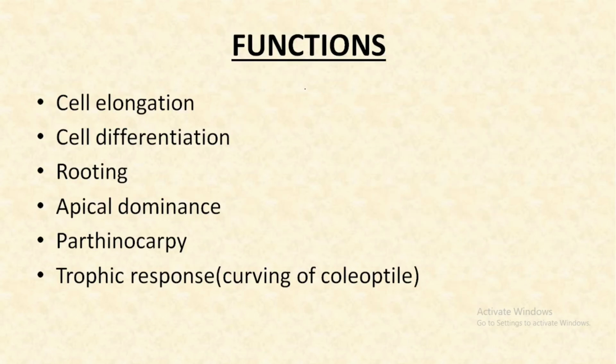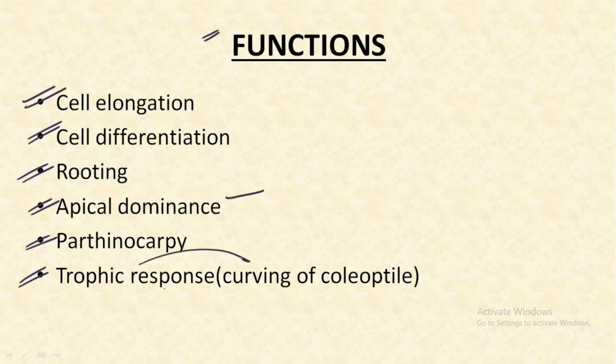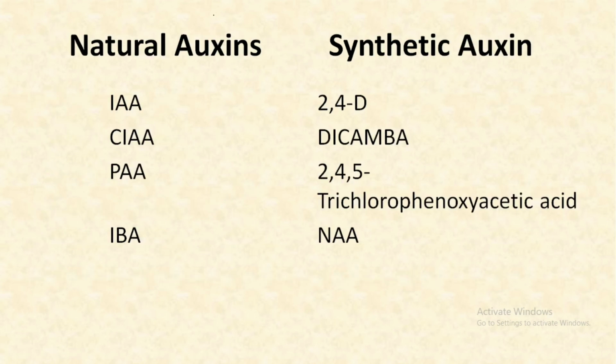So let's move forward and understand about the functions of auxin. The main functions of auxin are that it helps in cell elongation, cell differentiation, rooting, apical dominance, which we have just studied about, parthenocarpy, and also the tropic response. And the tropic response is mainly the curving or the bending of the coleoptile towards the light area or towards the sunlight direction.